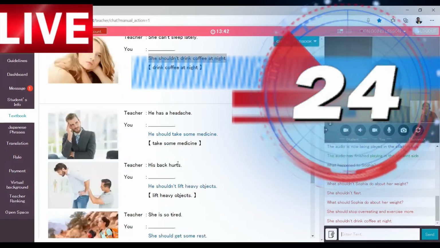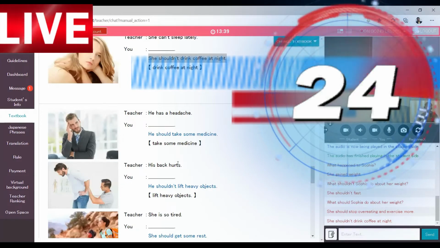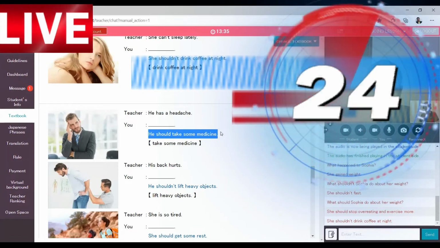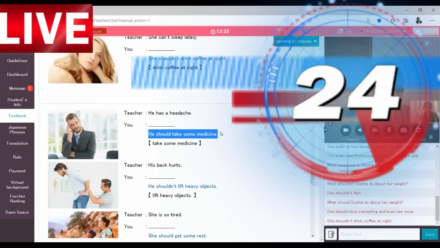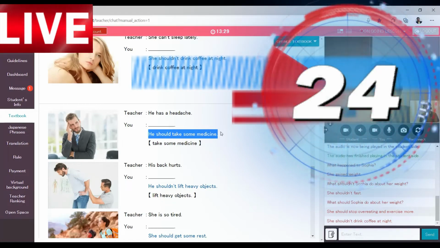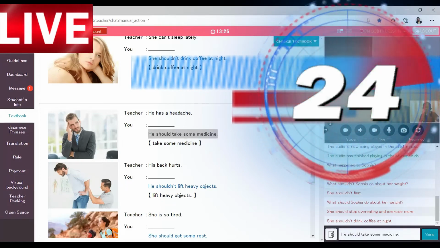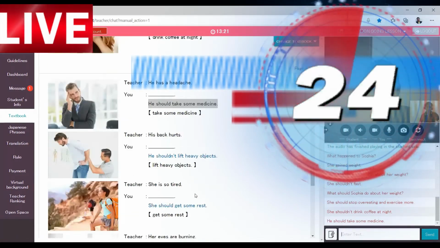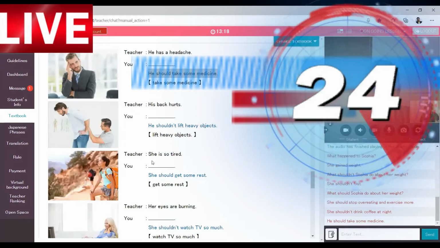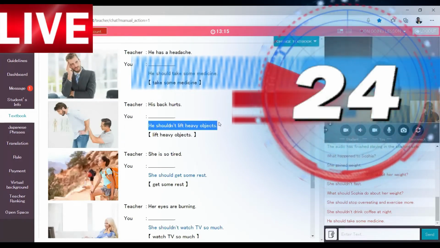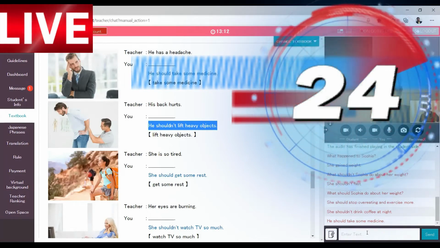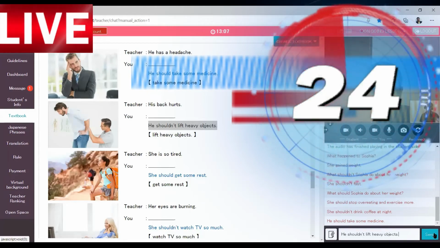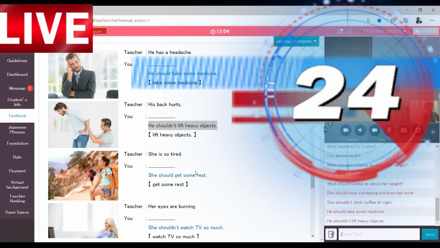So he has a headache. He should take some medicine. That's right, he should take some medicine. That's right. Next, his back hurts. He shouldn't lift heavy objects. That's perfect. He shouldn't lift heavy objects.